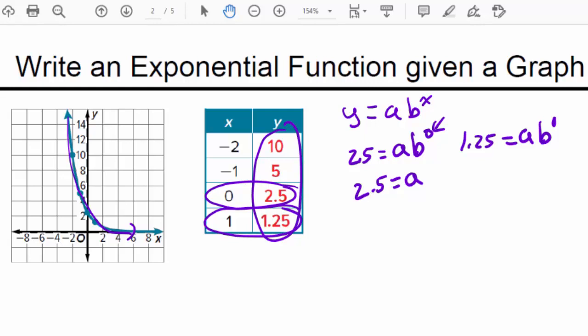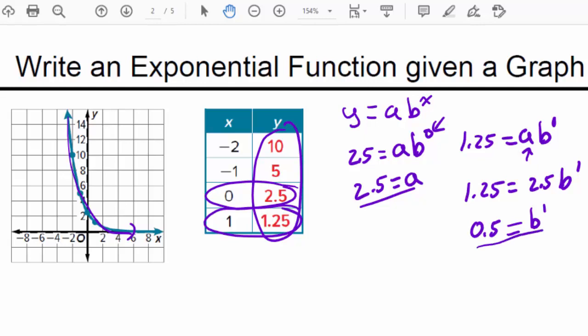Now to figure out the b, all we got to do is substitute in place of this a 2.5. So 1.25 is equal to 2.5 to the b times b to the first. Divide both sides by 2.5, and b to the first, which is just b, is going to end up equaling 0.5. So we've got an a value of 2.5 and a b value of 0.5. So our final equation will be y equals 2.5 times 0.5 raised to the x power.